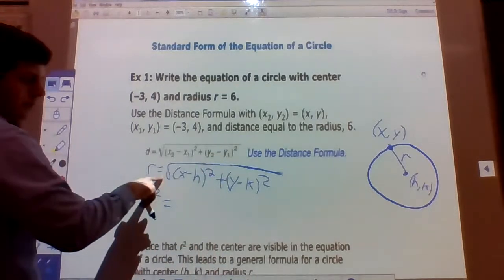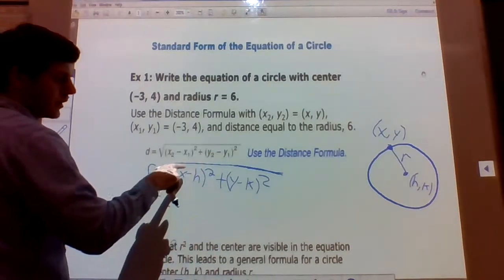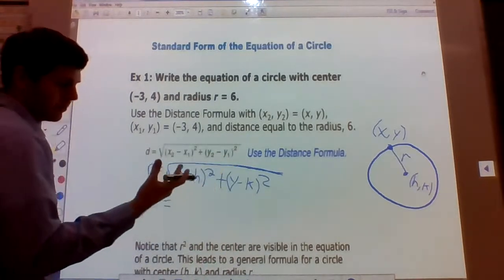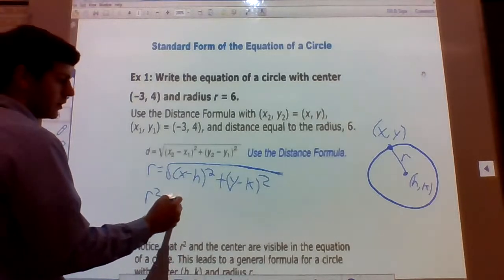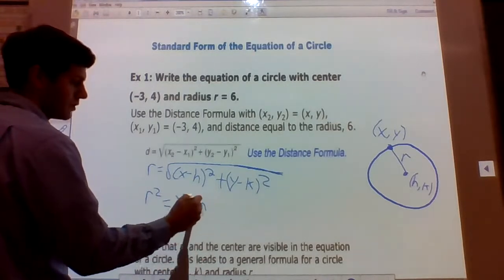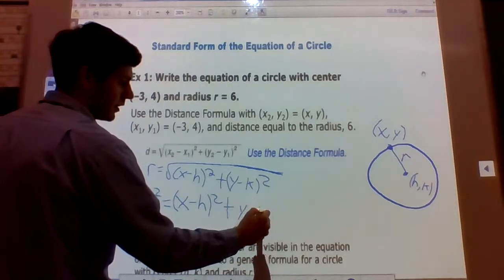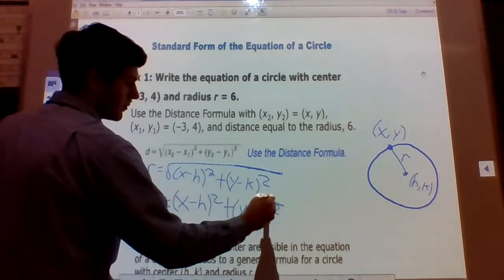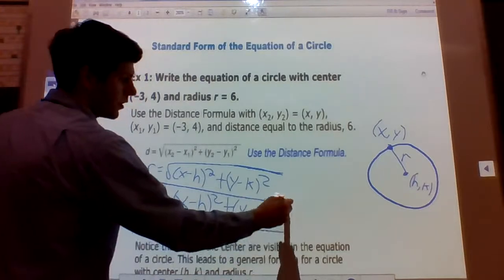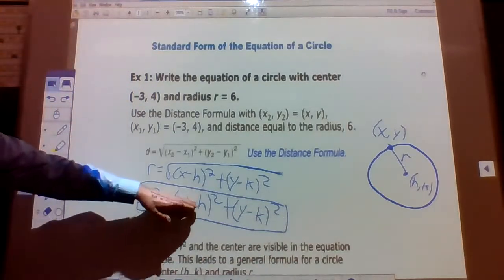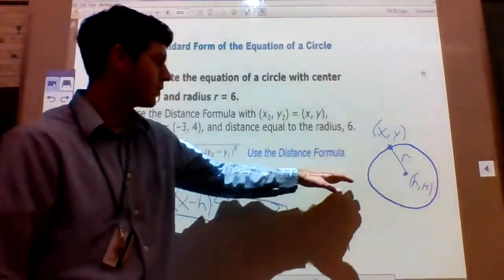If we square both sides to get rid of the square root, we get r squared. The square root and the square are inverse operations, so they're going to cancel out, and we get left with x minus h squared plus y minus k squared. So that's going to be our equation for a circle, coming from the distance formula.